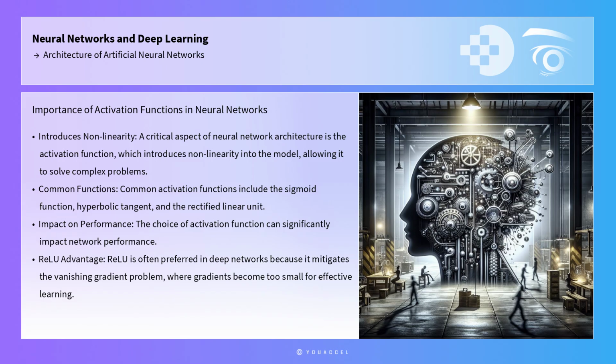A critical aspect of neural network architecture is the activation function, which introduces nonlinearity into the model, allowing it to solve complex problems. Common activation functions include the sigmoid function, hyperbolic tangent, and the rectified linear unit. The choice of activation function can significantly impact network performance. For instance, ReLU is often preferred in deep networks because it mitigates the vanishing gradient problem, a challenge where gradients become too small for effective learning.